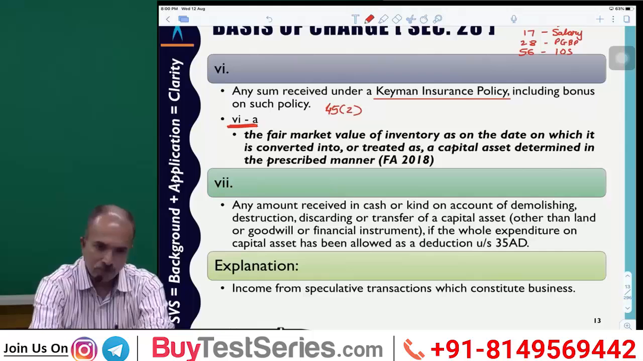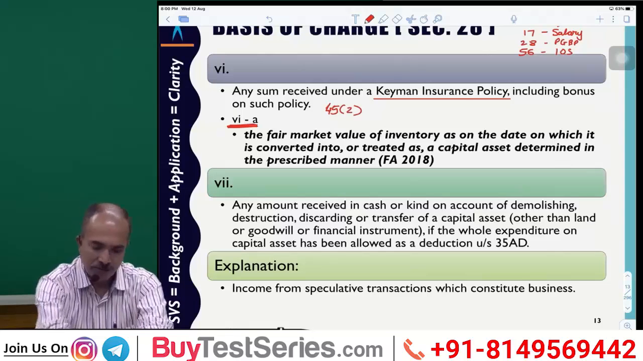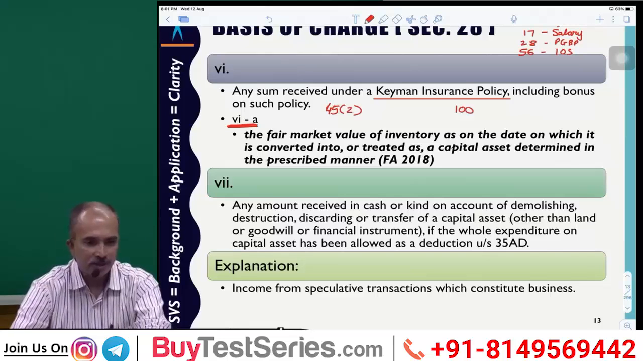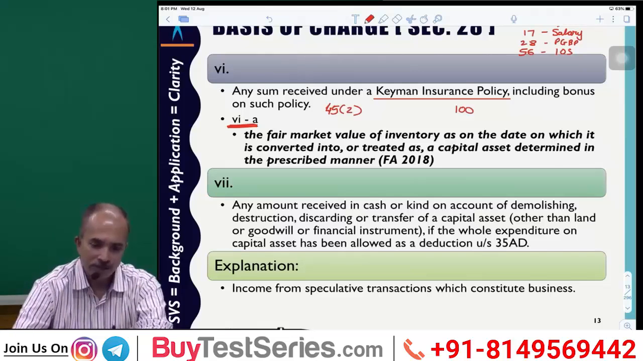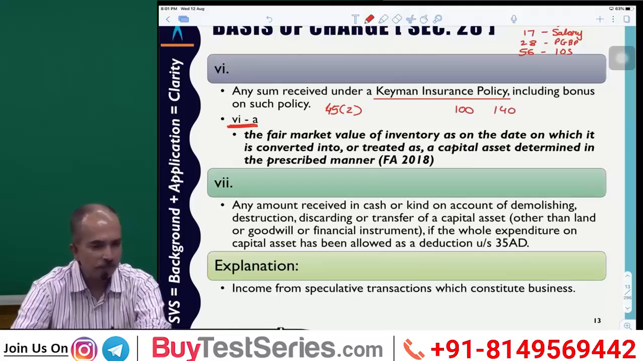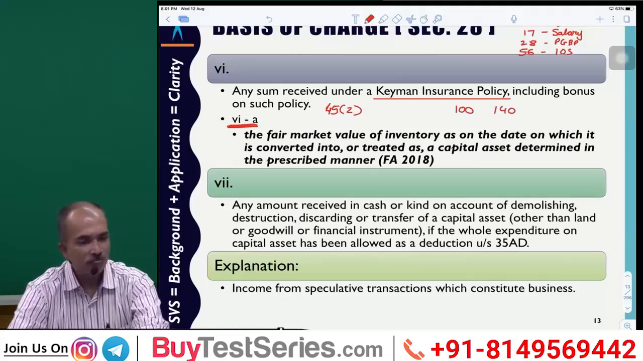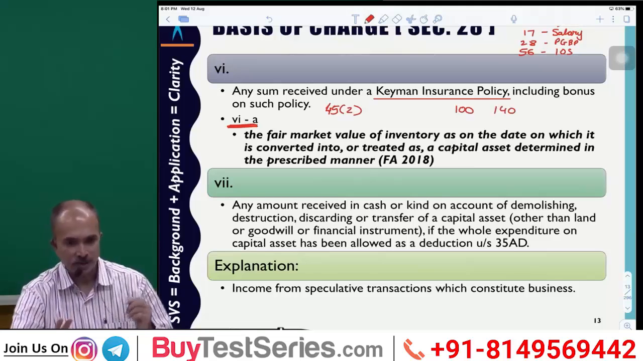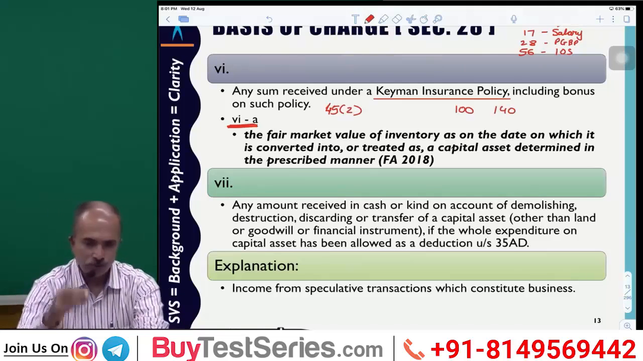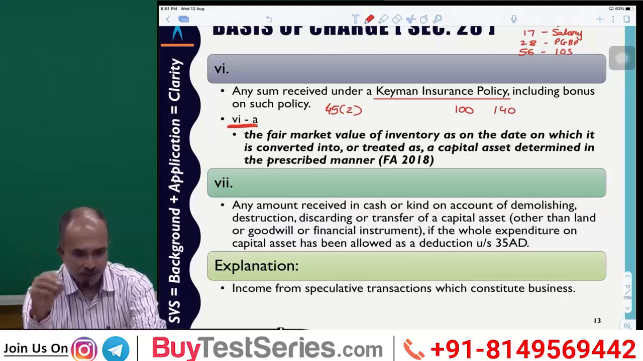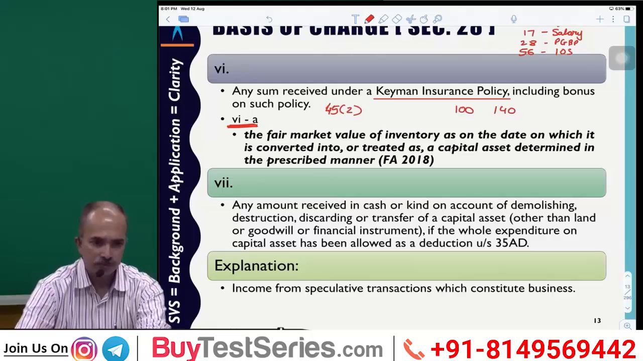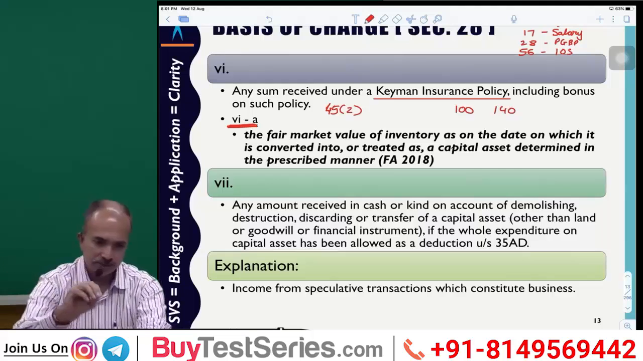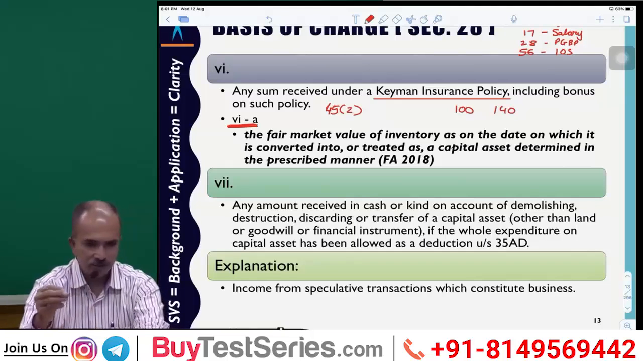So today I have a plot of land. I purchased it for 100, held as a capital asset. I converted it into stock. That day fair market value was 140. 140 minus 100, 40 lakh capital gain is deemed to be taxable in my hands. Under capital gain. So for decades this section 45.2 has been there, saying conversion of capital asset into stock in trade is taxable in the hands of the converter.